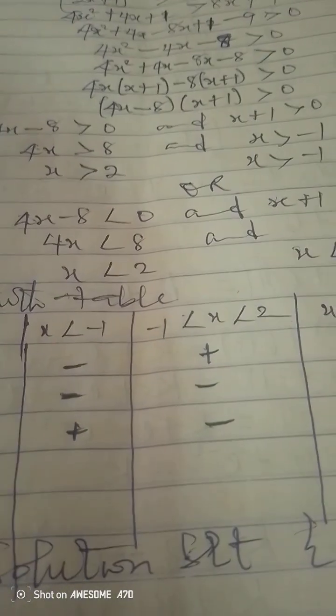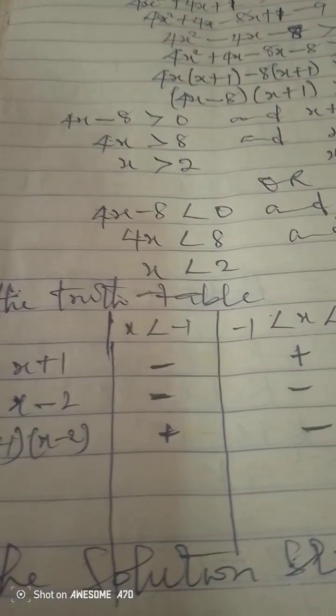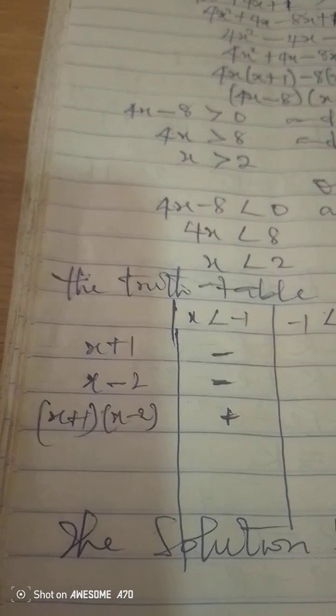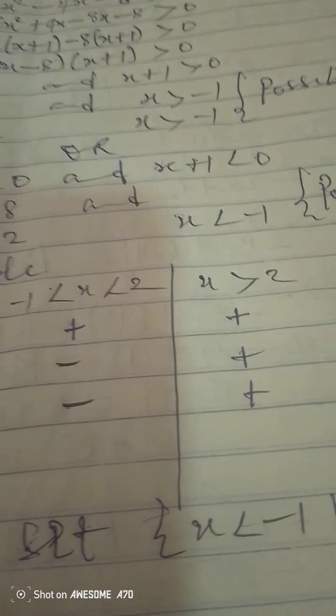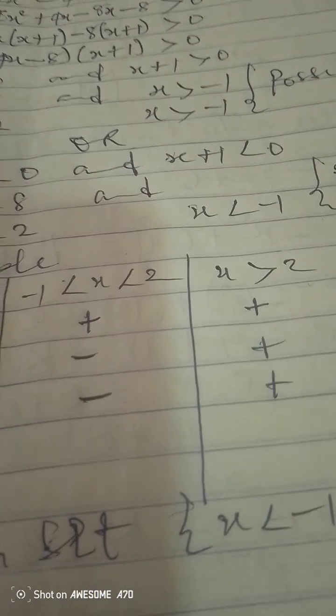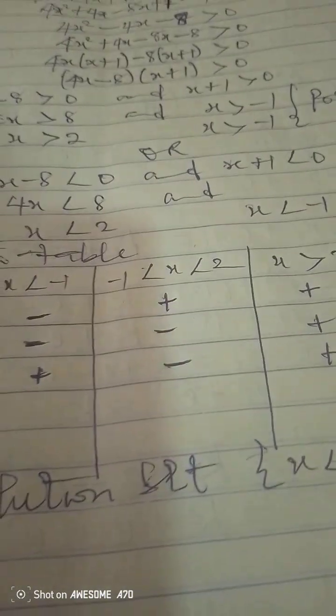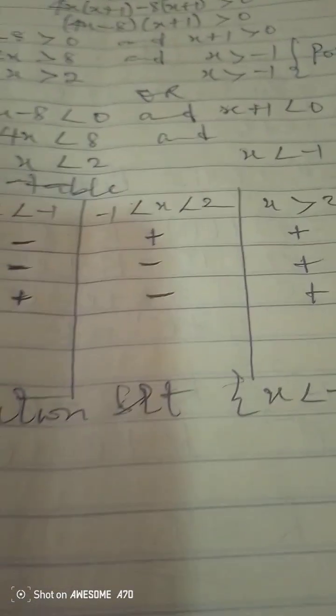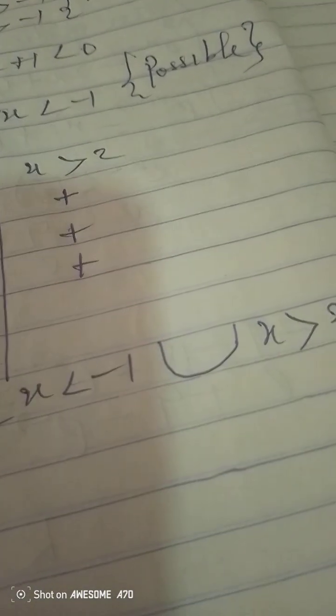Between -1 and 2, we take x to be 0. So 0 + 1 is positive, and 0 - 2 is negative. So positive times negative is negative. When x is greater than 2, if we take 3, then 3 + 1 is 4, which is positive, and 3 - 2 is 1, which is positive. Plus times plus is positive. So we take the positive ones as the true solution. So the solution set is x is less than -1 union x is greater than 2.